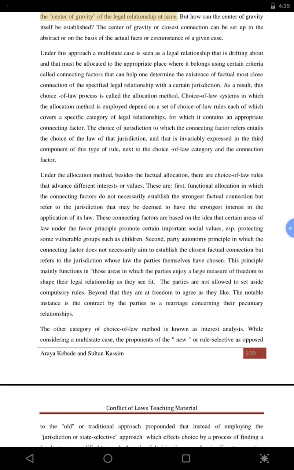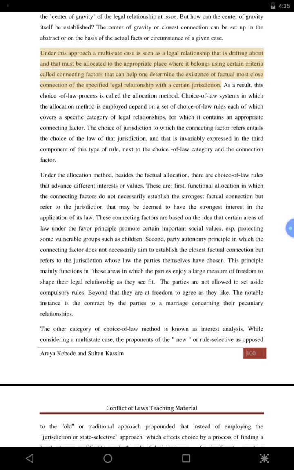the center of gravity of the legal relationship at issue. But how can the center of gravity itself be established? The center of gravity or closest connection can be set up in the abstract or on the basis of the actual facts or circumstances of a given case.